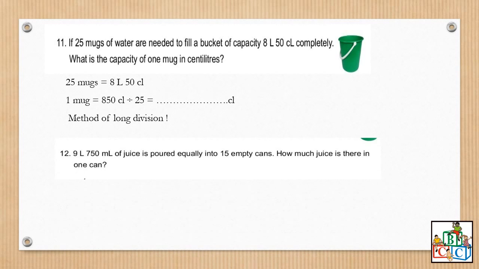For number 12, 9 liters 750 milliliters of juice is poured equally into 15 empty cans. How much juice in one can? The same. If 15 cans is equal to 9 liters 750, one can is equal to how you're going to work out. This is a method of long division because you have to divide by 15 cans. So you will have to convert all to ml, 9750 ml, then divided by 15, your answer. Do not forget the method of long division.